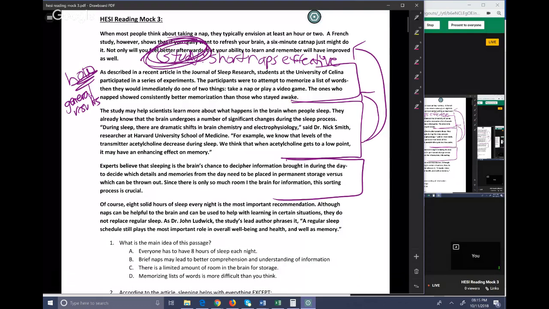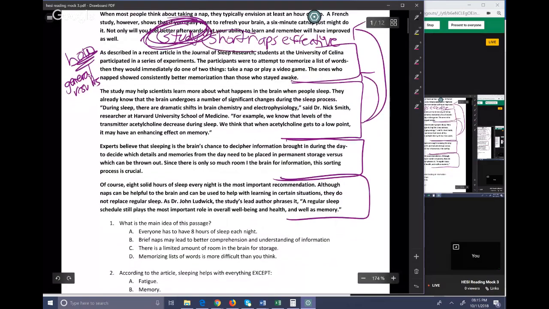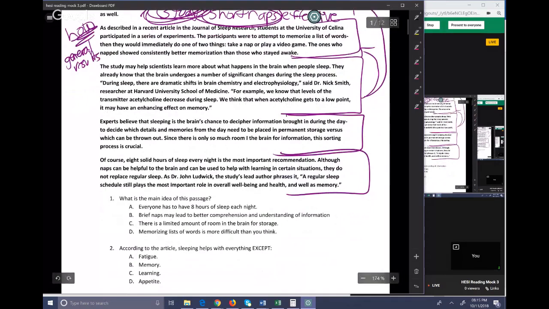The last paragraph is a broadening paragraph. So they've been very specific this whole time about cat naps and sleep and brain chemistry and all these little details. And they were talking about naps because remember your main idea was short naps or cat naps. The last paragraph, they broaden it back out and they say, don't forget, a cat nap doesn't replace regular sleep.